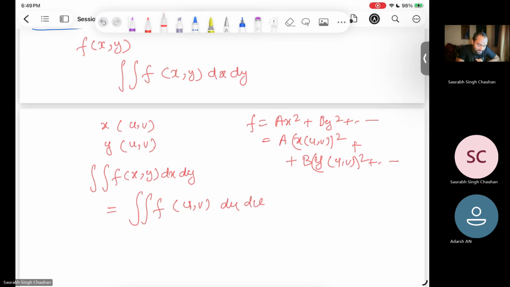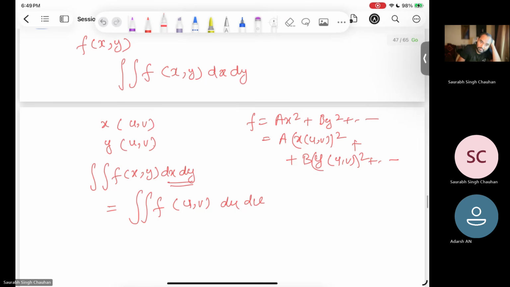Then this dx and dy will be transformed, but you cannot simply write du times dv. dx and dy will also be transformed, but not to du comma dv. Okay. What extra term will come? That extra term is your Jacobian.